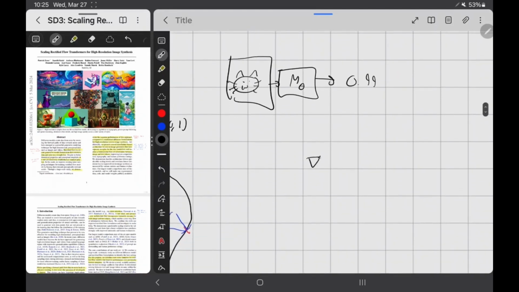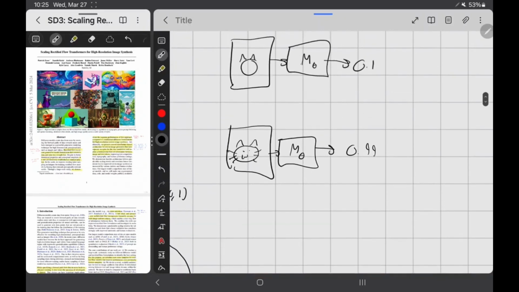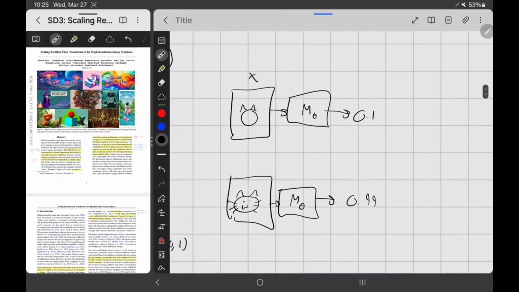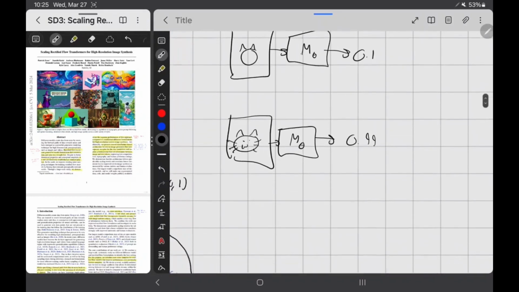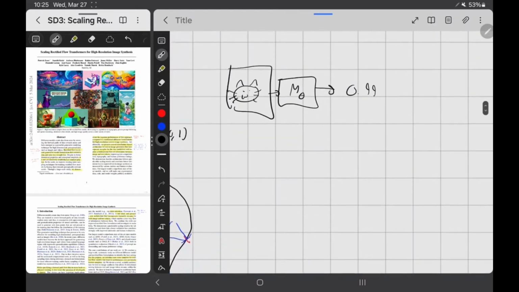Score is essentially the gradient of this probability with respect to the input parameters, xt, or x, so with respect to our input image. So it's the gradient of the probability with respect to the input image. And you can essentially maximize that, use steepest ascent to maximize the score to produce a good-looking image.